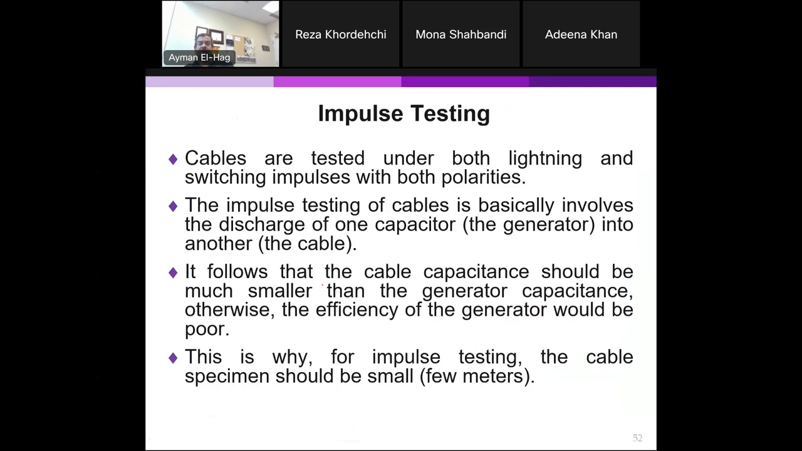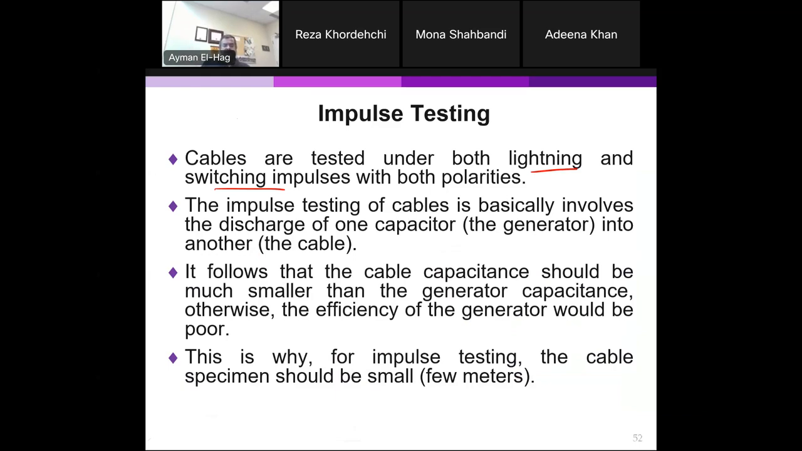The impulse test, how we do it in cables: we do it under both lightning and switching impulses. The impulse generator is a big capacitor and the cable is another capacitor. So you are charging from one capacitor, the Marx generator, to another capacitor, the cable. Hence the cable capacitance has to be much less than the generator capacitance. Otherwise, there will be a problem in efficiency, and you will not be able to deliver the voltage to the cable.